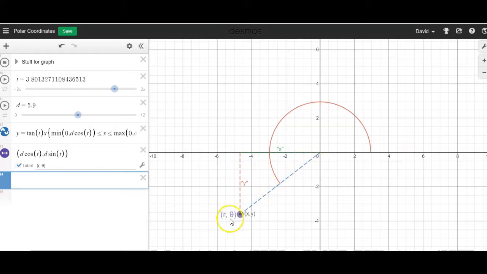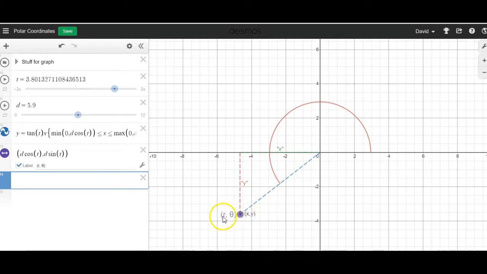Now r in polar coordinates is this, r stands for radius. It's like the radius of this circular path that we're on. And theta is this angle from, again, the positive x-axis that we would rotate to be on the same linear path as this rectangular coordinate.